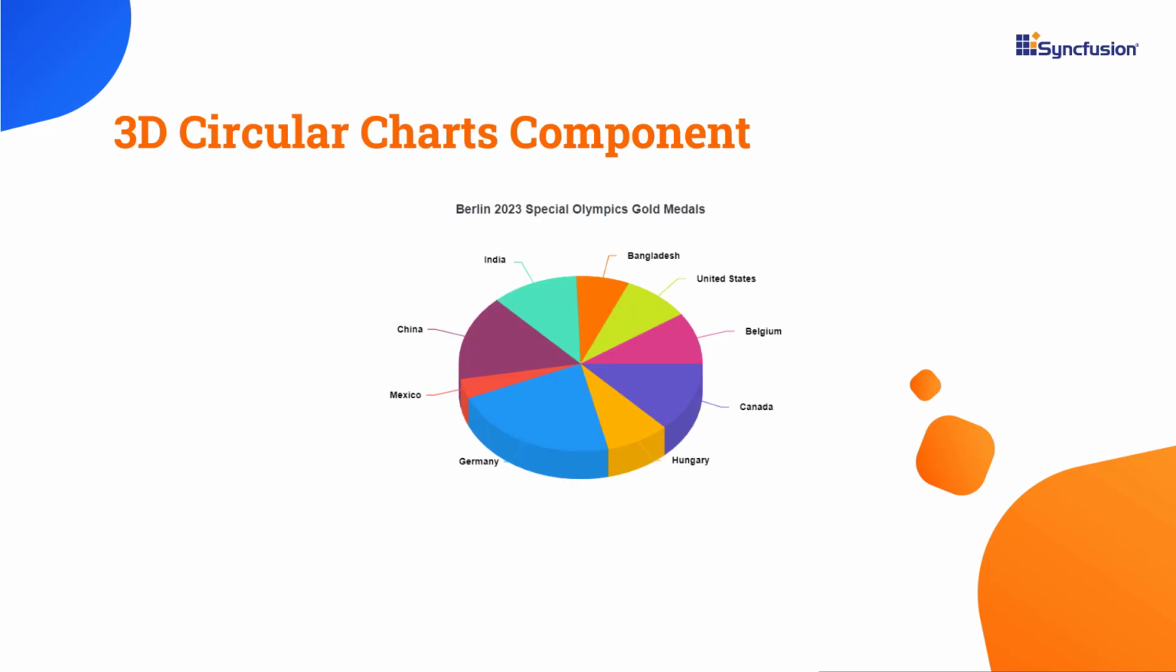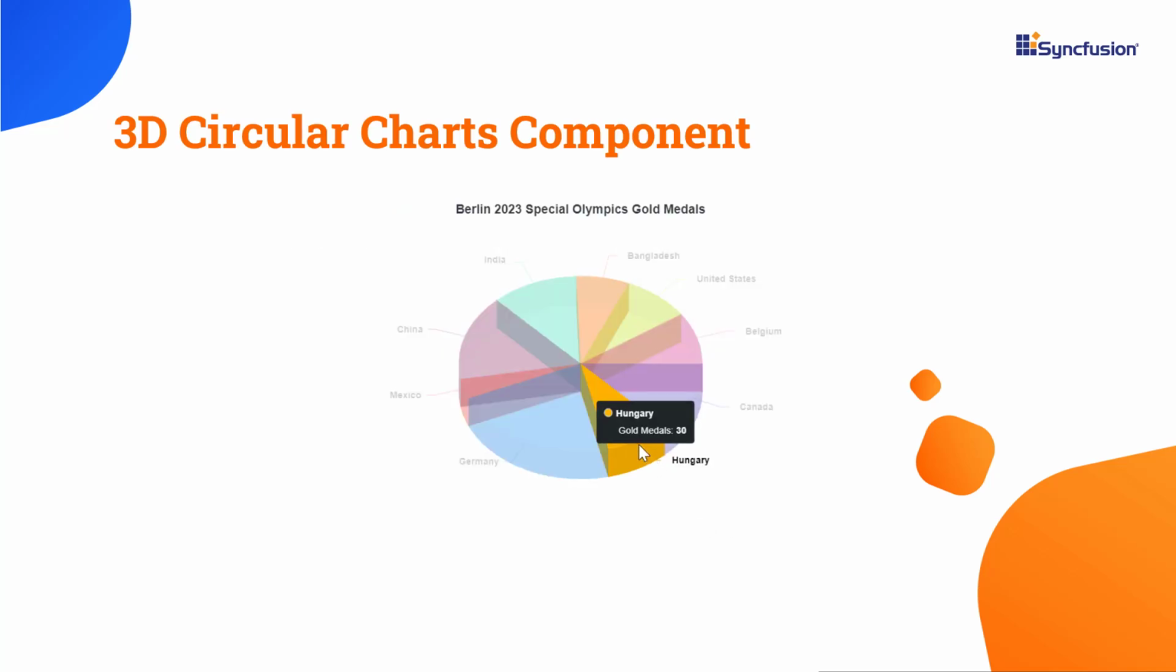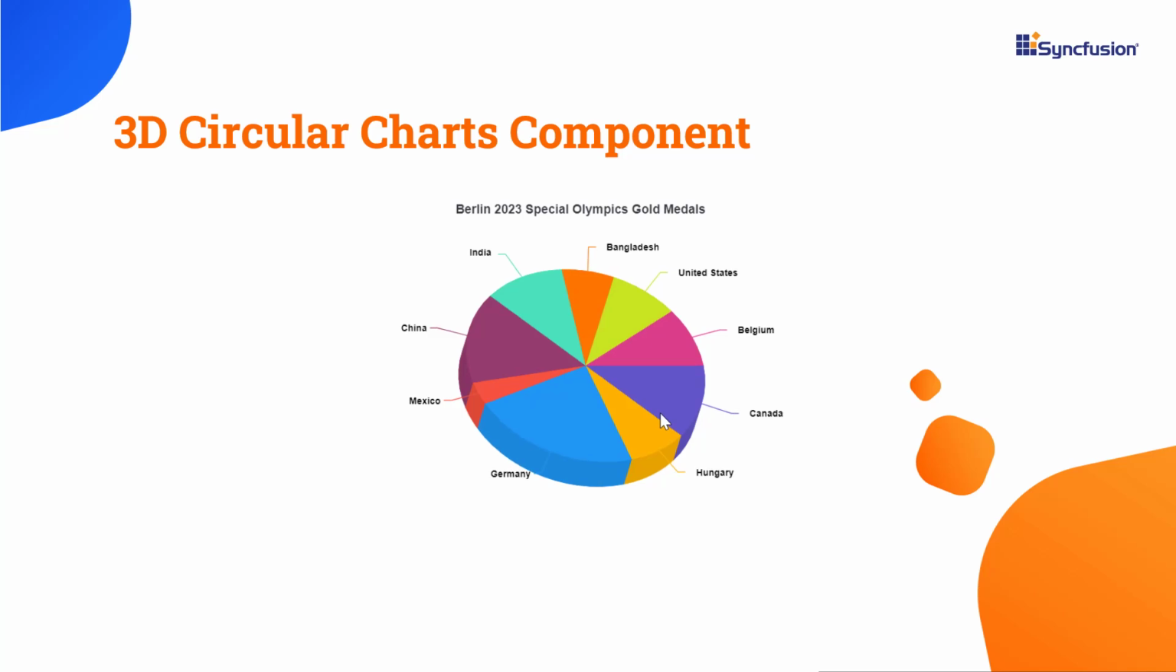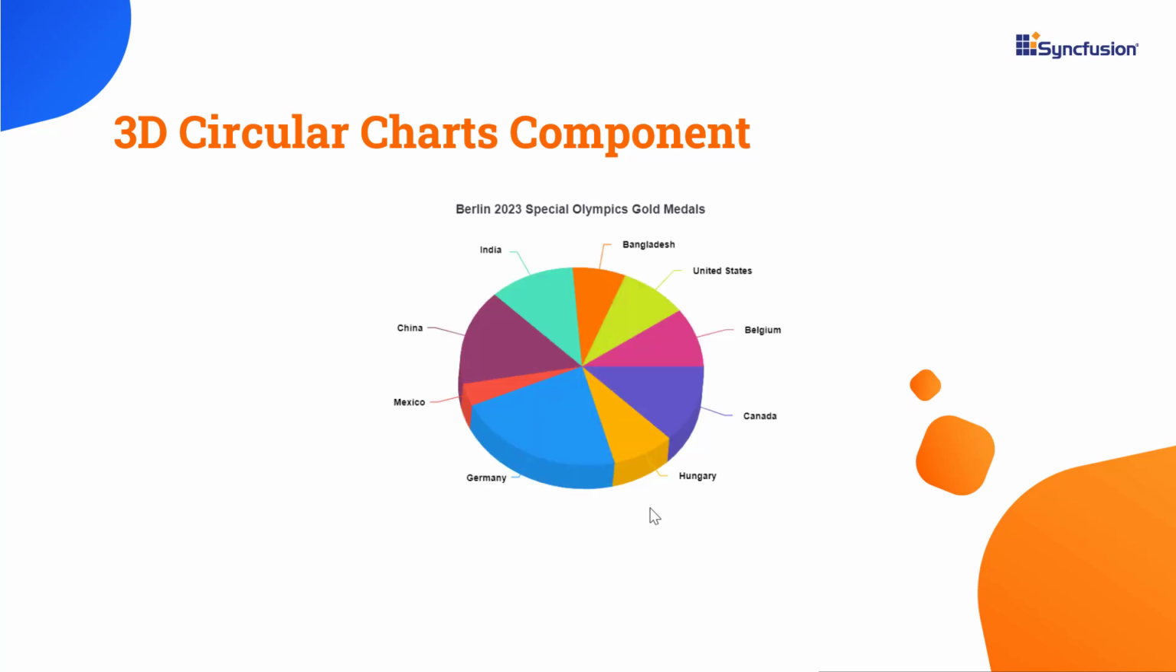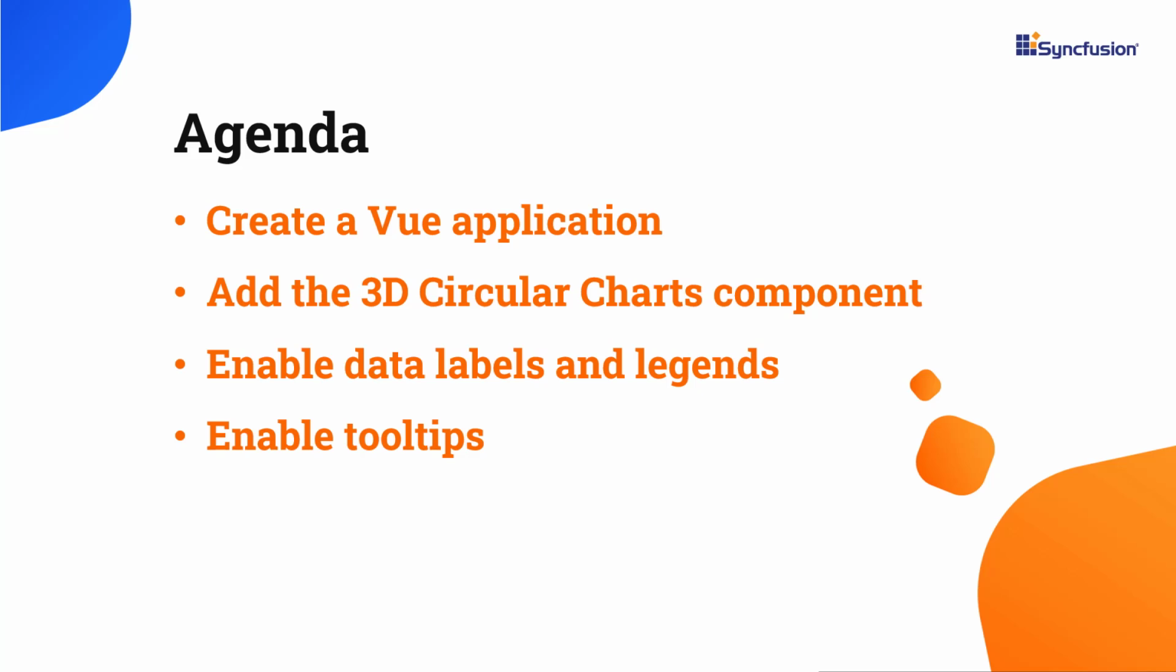The Syncfusion Vue 3D Circular Charts component provides a circular or pie chart presented in an appealing three-dimensional shape. As with a traditional 2D circular chart, each slice in a 3D circular chart is sized according to proportion within the entire dataset. In this video, I will show you how to create a Vue app and add the Syncfusion Vue 3D Circular Charts component. I will also show you a few of its basic features, like data labels, legends, and tooltips.